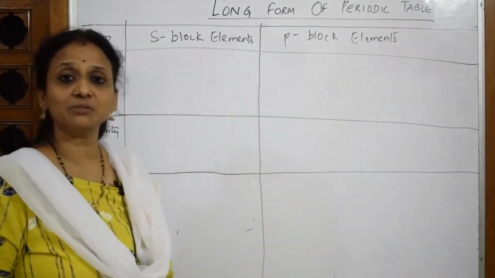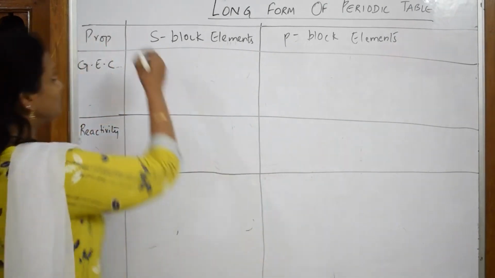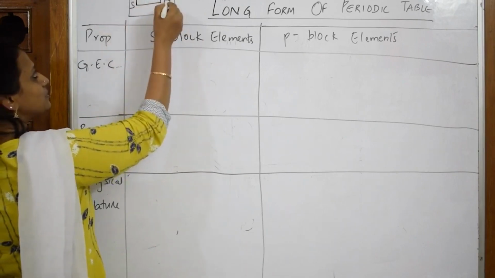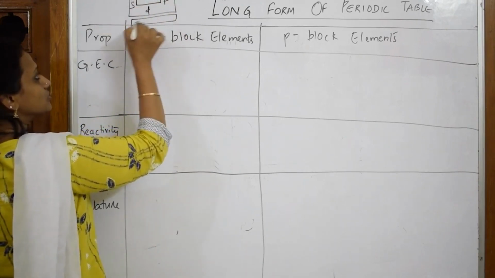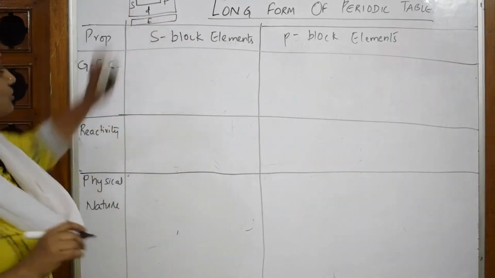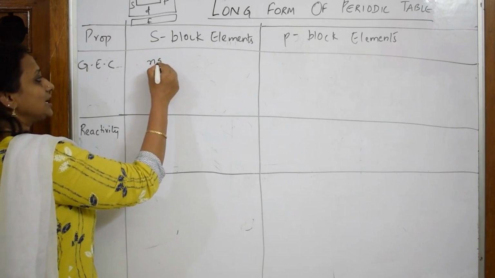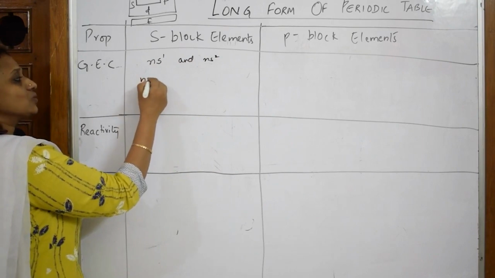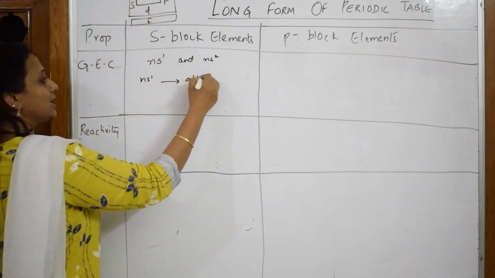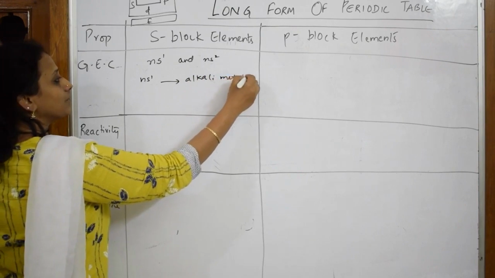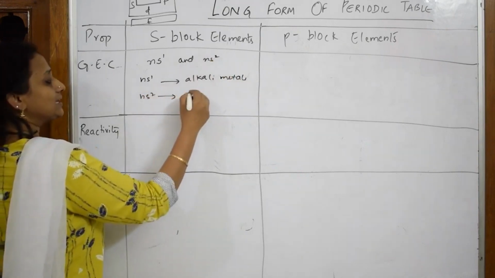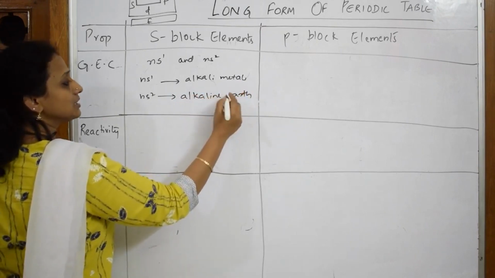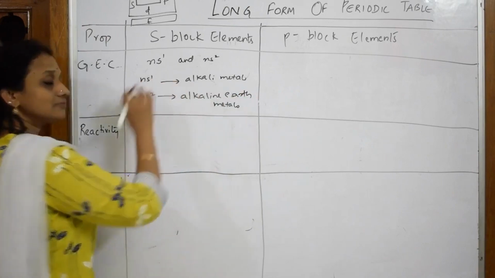If I take the S block elements, as we have seen in the modern periodic table, all these are S block elements, these are P block elements, this is D block, and we have F block which is presented below. Now, to write the general electronic configuration, you need to write ns1 and ns2. If it is ns1, we call them alkali metals, and ns2 we call alkaline earth metals. So this is the general electronic configuration for them.